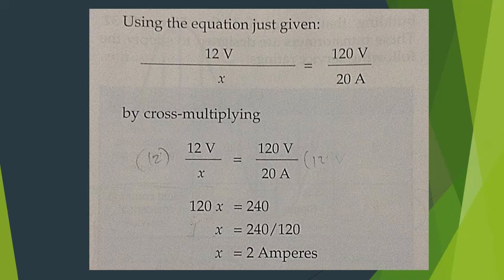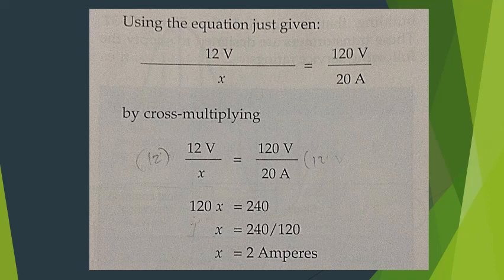For example, suppose a primary voltage entering a transformer is 12 volts. The example is on the screen. And the primary amperage is 20 amperes. What will be the secondary amperage if the secondary voltage is 120 volts? Using the equation just given, 12 volts divided by an unknown quantity, X in this case, is equal to 120 volts divided by 20 amps.